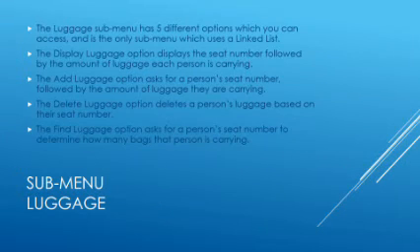As we move on to the luggage submenu, the luggage submenu also has 5 different options which you can access, and it's actually the only submenu which uses a linked list. The display luggage option displays the seat number followed by the amount of luggage each person is carrying. The add luggage option asks for a person's seat number followed by the amount of luggage they are carrying. The delete luggage option deletes a person's luggage based on their seat number. And the find luggage option asks for a person's seat number to determine how many bags that person is carrying.